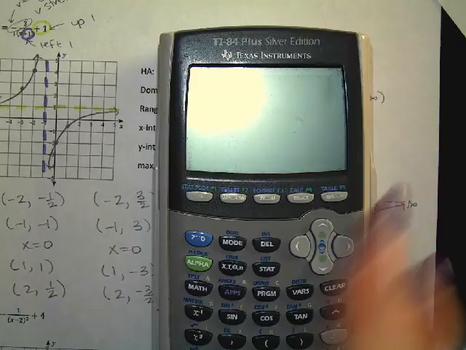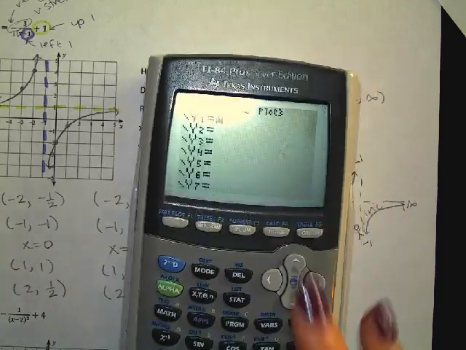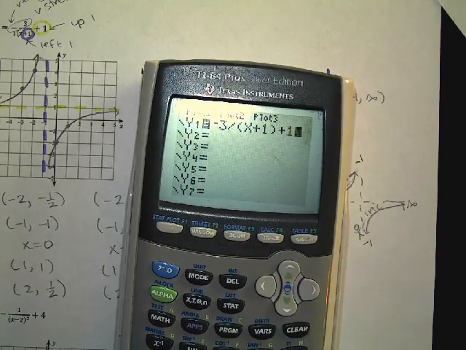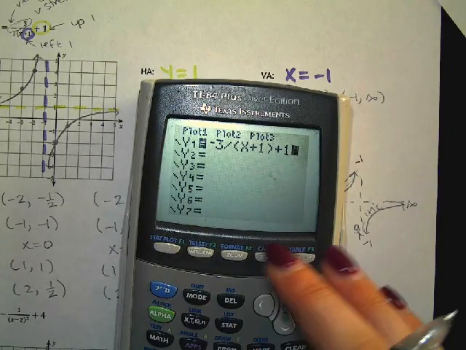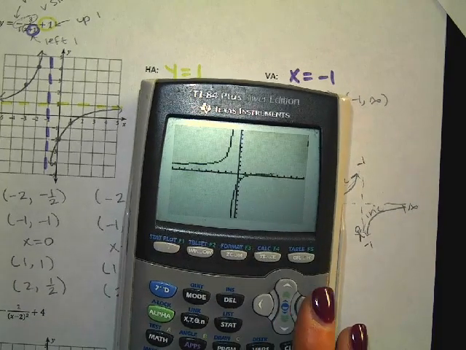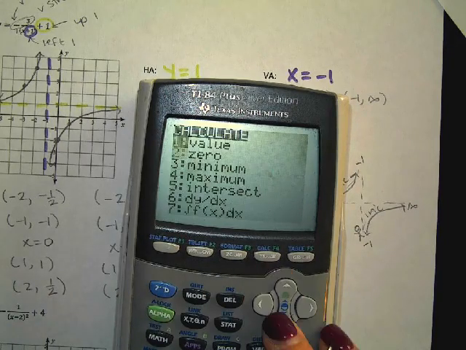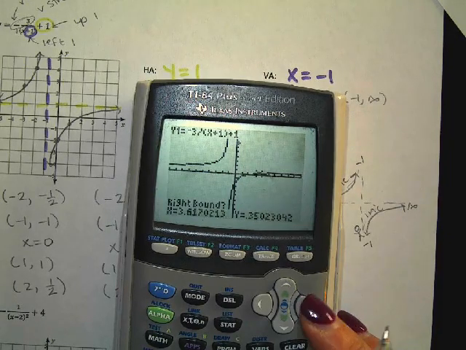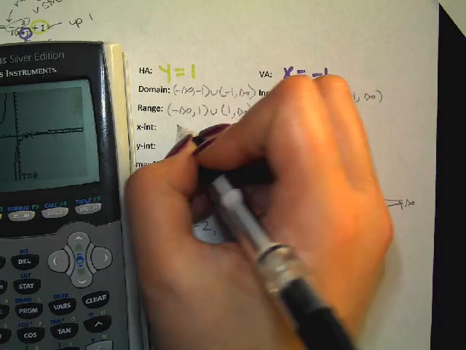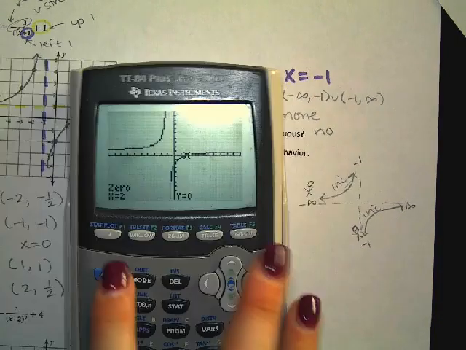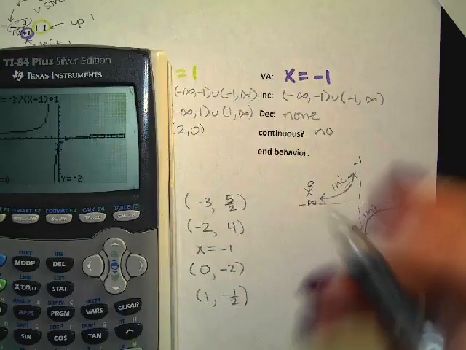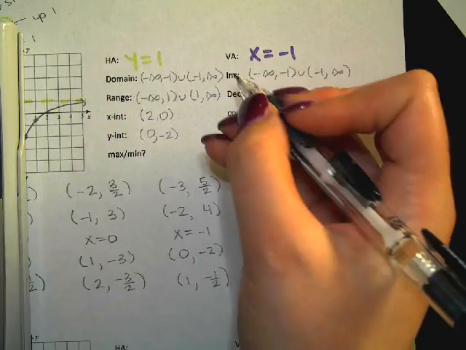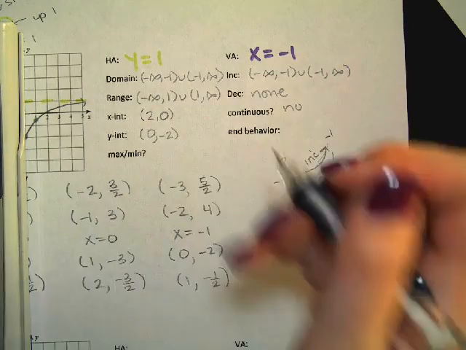To get the x-intercept and y-intercept, we do have to graph this. And so I'll go ahead and do negative 3 divided by x plus 1 with a plus 1 on the end. Again, you can type it as a fraction if you don't mind getting fraction answers for your intercepts. So my x-intercept is 2. My y-intercept is negative 2. There is no max or min.